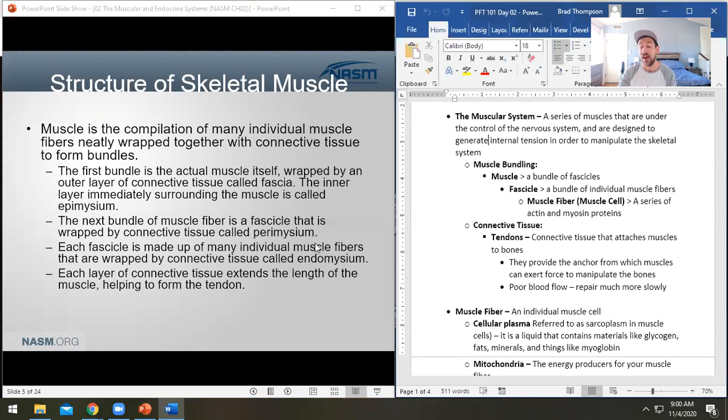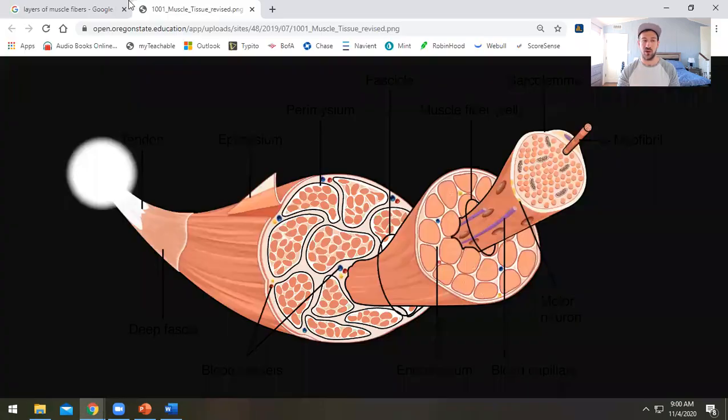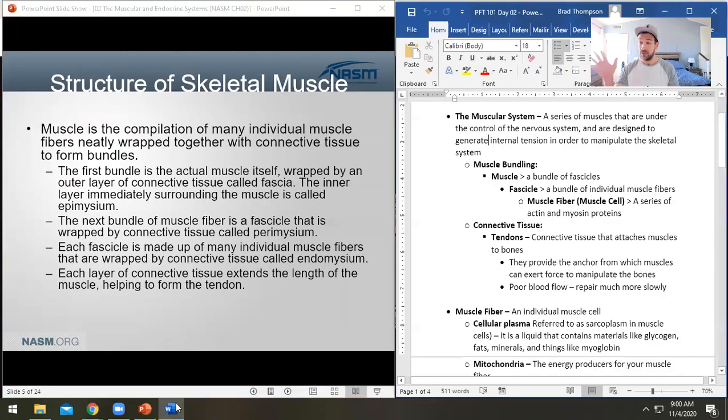Then each fascicle, like I said, is made up of individual muscle cells. So each individual muscle cell is held together with one outermost layer. I showed you that earlier, right? I showed you where the muscle cell had its sodium and potassium pumps, kind of like a neuron.